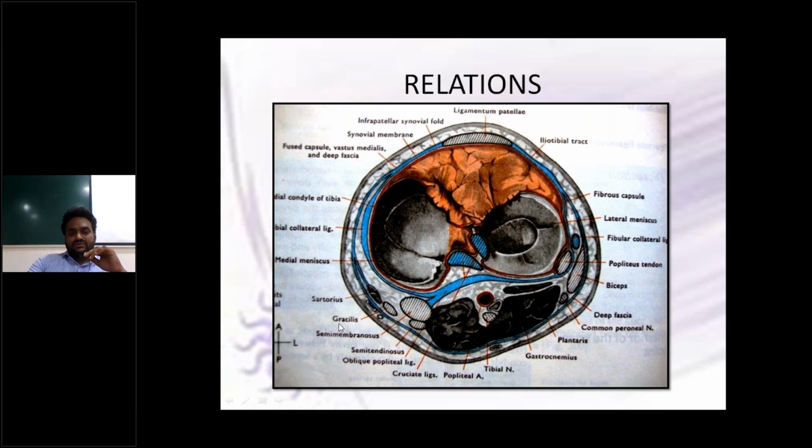Medially, what are the relations? Sartorius, gracilis, semimembranosus. Previously, in the bursae, I told you sartorius, gracilis, semitendinosus; deep to these 3, one bursa is present. What is that bursa? Pes anserine. Very good. And what are the lateral relations? Only one muscle tendon, biceps femoris. Okay, that's enough. So these are the relations of the knee joint.